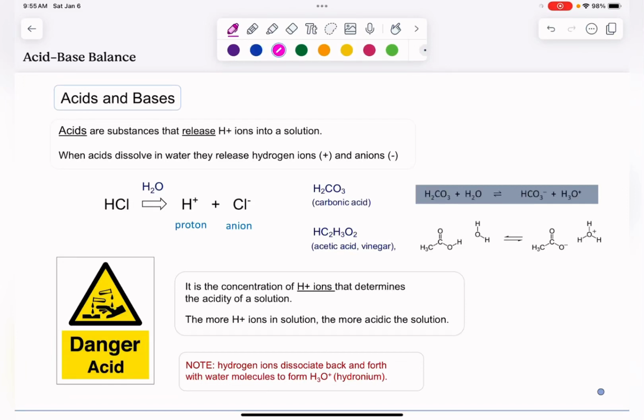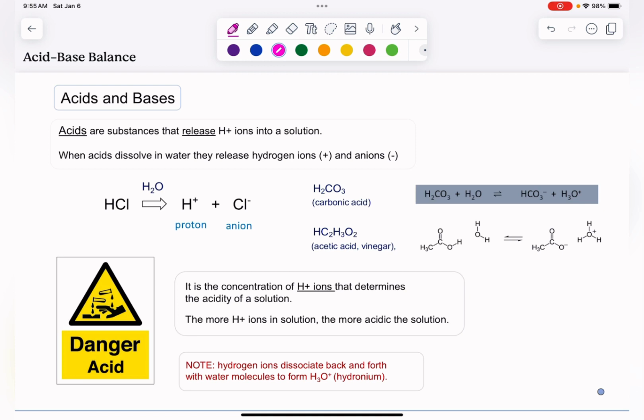Hey everybody, today I want to talk about acid-base balance in the body and how chemical buffers, the respiratory system, and urinary system, or the kidneys, are used to regulate this variable. But first, let's briefly review what acids and bases are.